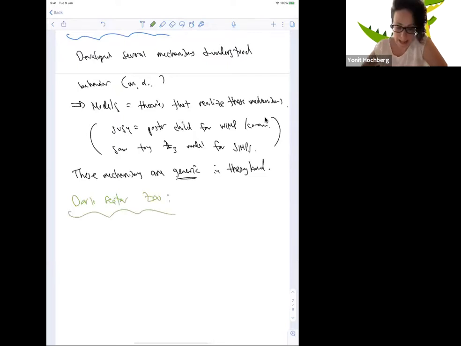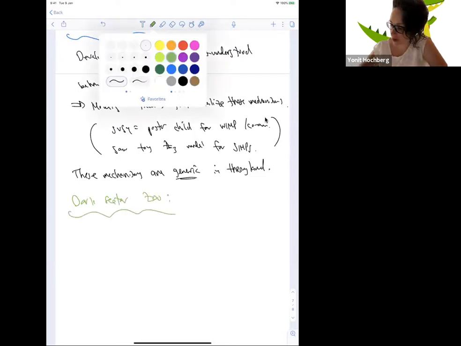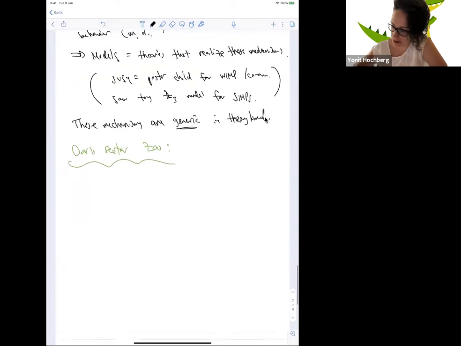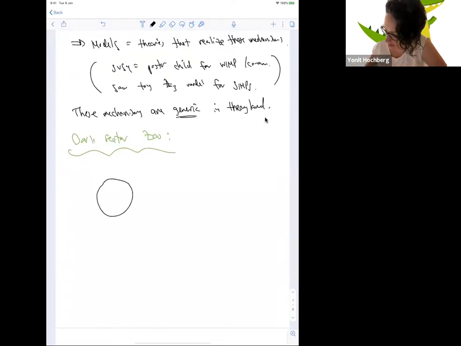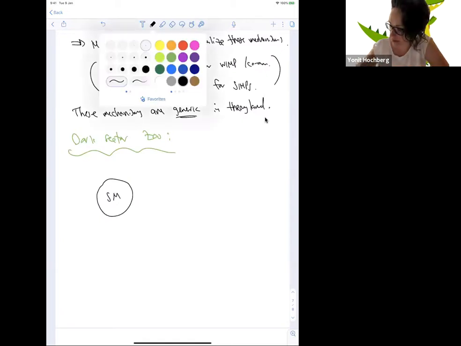Okay, so we know we have our beautiful standard model, right? And here's our standard model. And the standard model itself is by no means a simple theory, in the sense that we know that we have a zoo of particles.